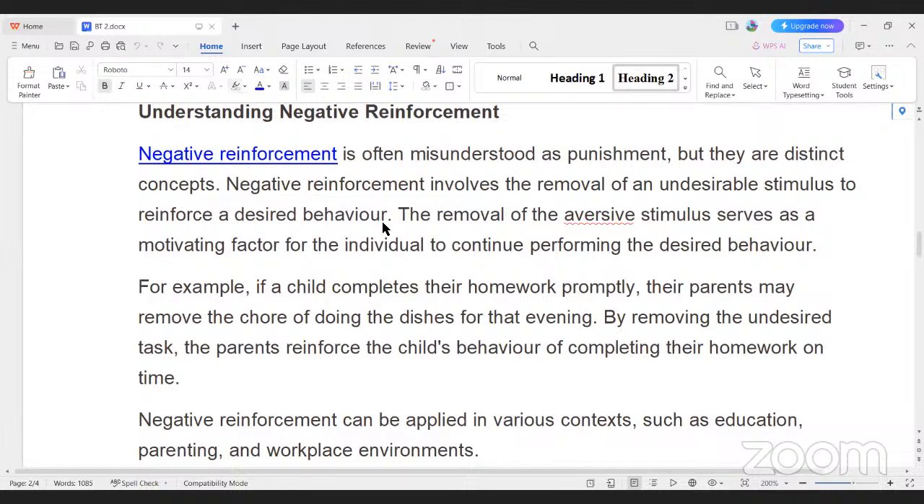Suppose the child is doing some extra work in the house other than her class work. She is daily cleaning the dishes. Okay, if you complete your homework in time, you need not clean the dishes. That means, as a reinforcement, they are removing it. Even though removing is negative, the behavior will improve here. So this is called negative reinforcement. Positive reinforcement also improves the behavior. Negative reinforcement also, by removing a certain difficult thing, definitely improves the behavior.